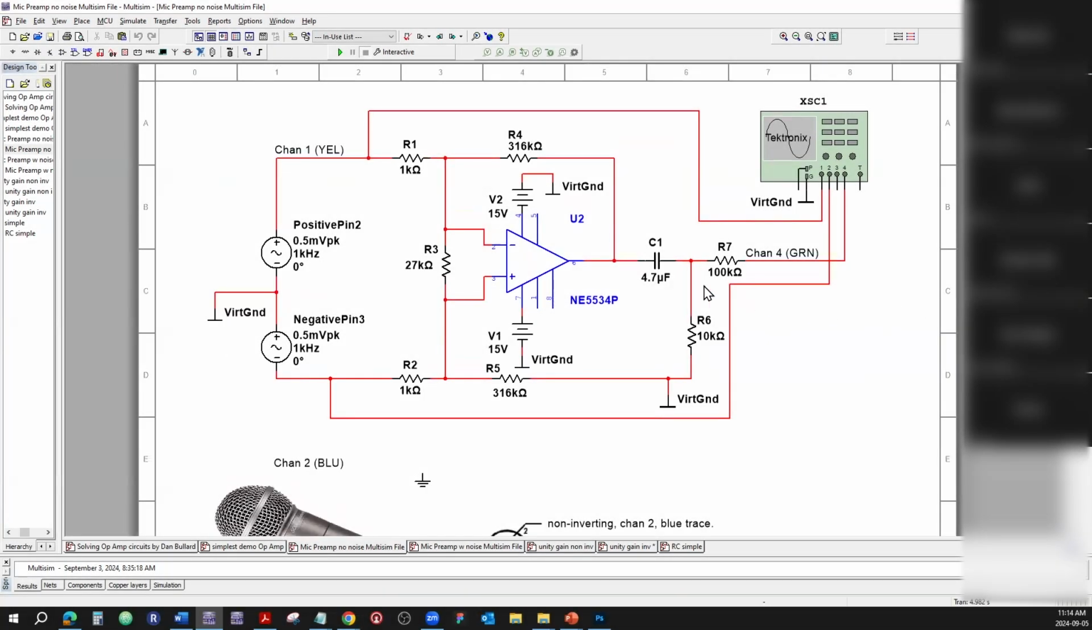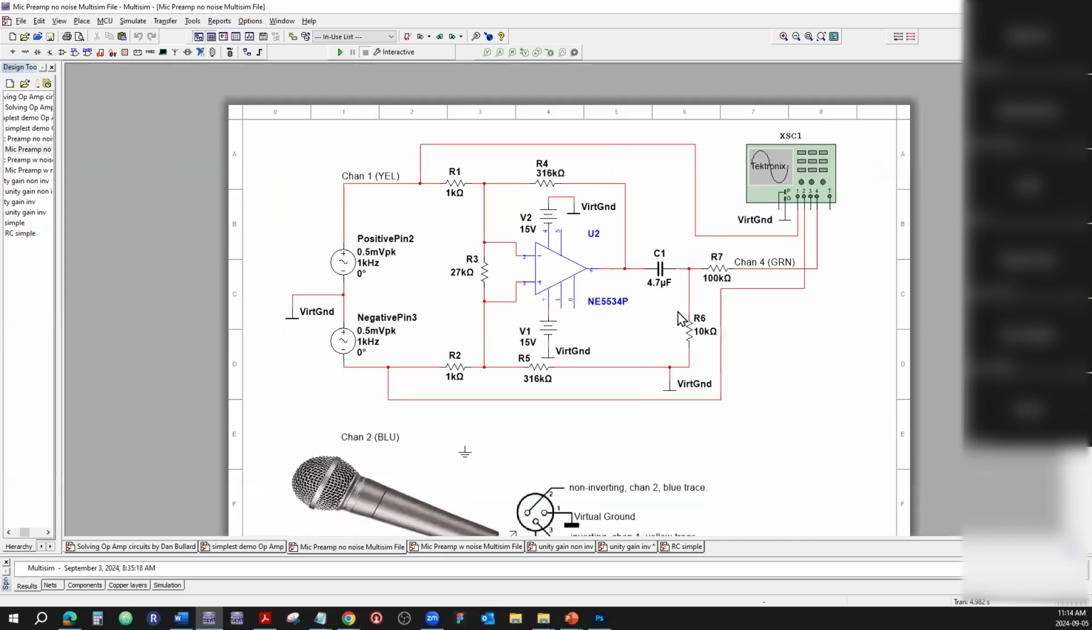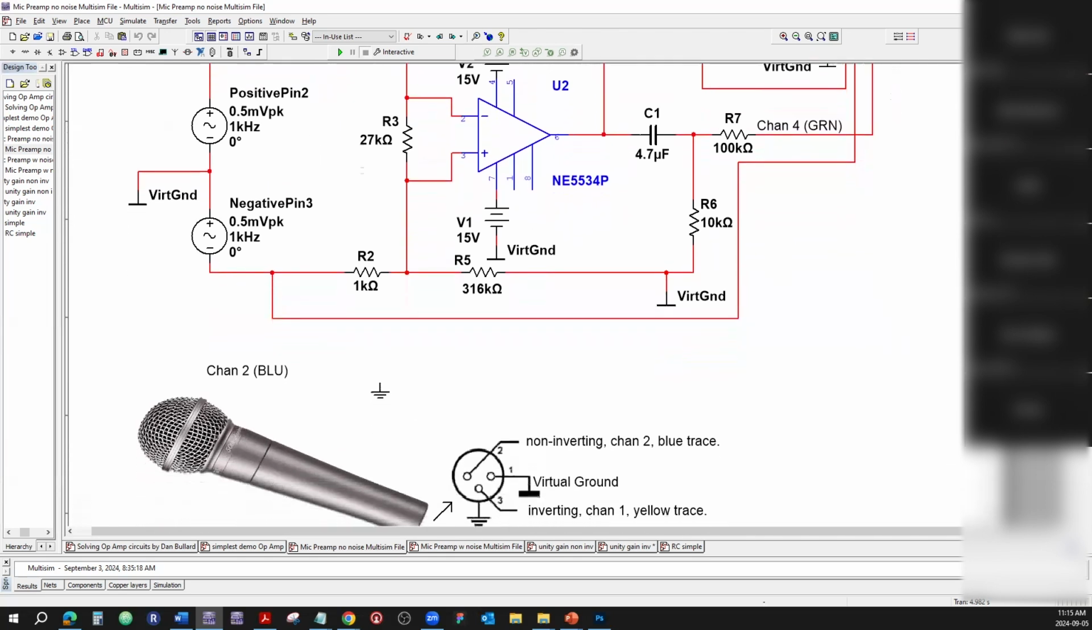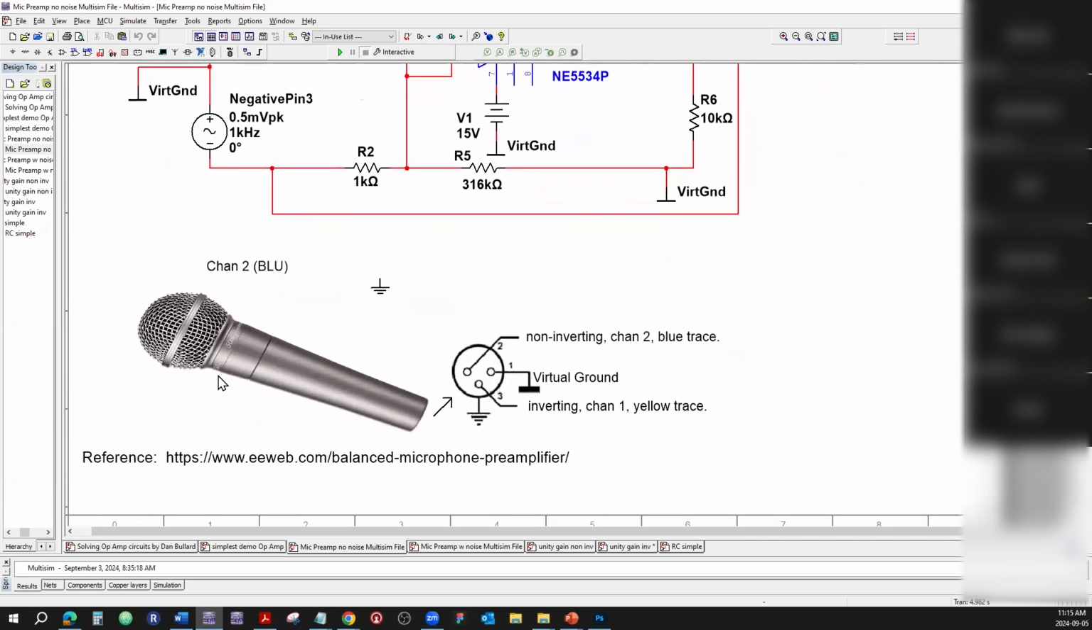Here is a typical microphone preamp. Oops, yeah, that's how the Multisim works. Here's a typical SM58 microphone, and here's the pinout of the microphone. If anybody has worked with pro audio or stage amplification or stage setup, you will notice that the cables have 3 prongs. Why do they have 3 prongs?